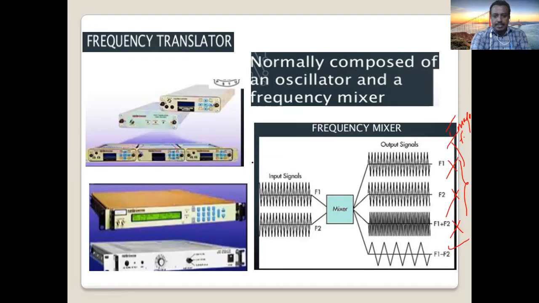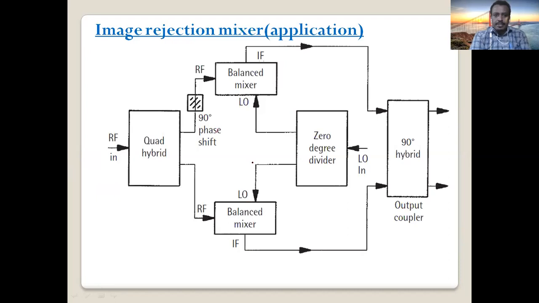But these days, mixers called image rejection mixers also come into the picture. As you can see on the slide, this RF input here, we have discussed this quadrature hybrid, right? We have discussed the 90 degree hybrid. The power divider divides the RF from our antenna or from our oscillator into two parts.